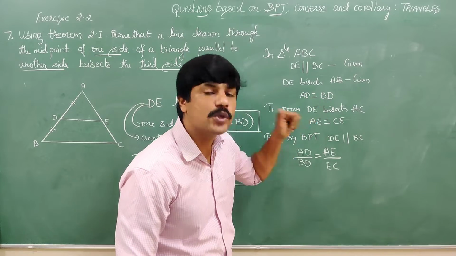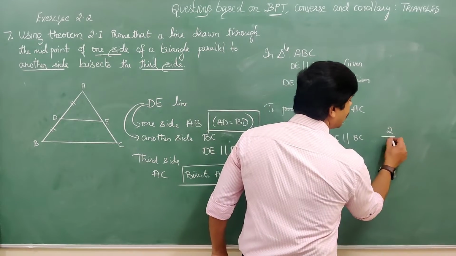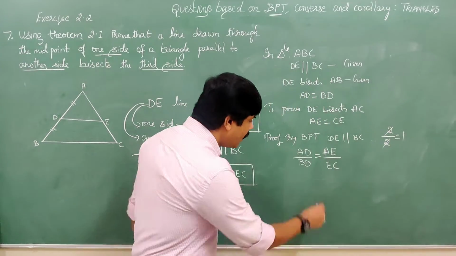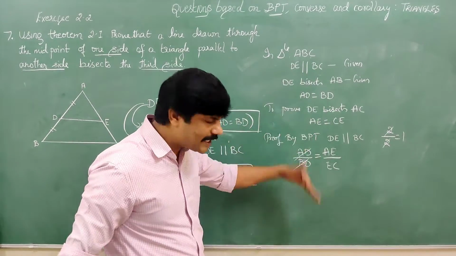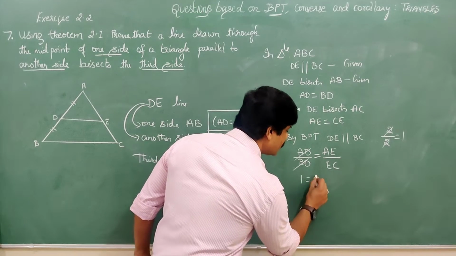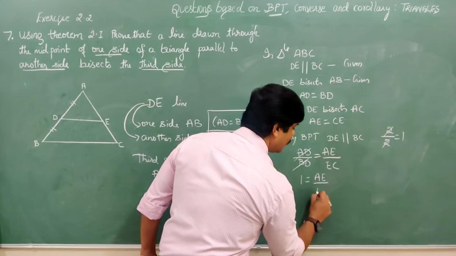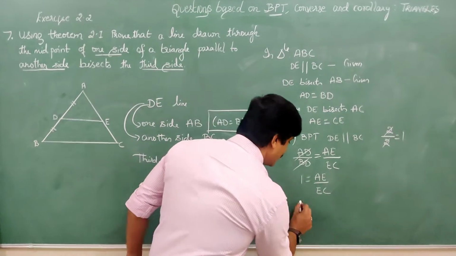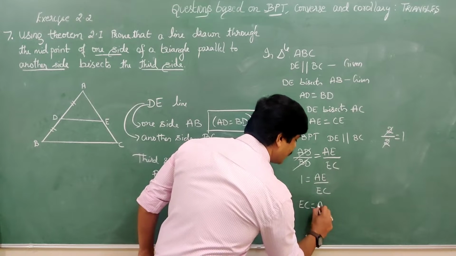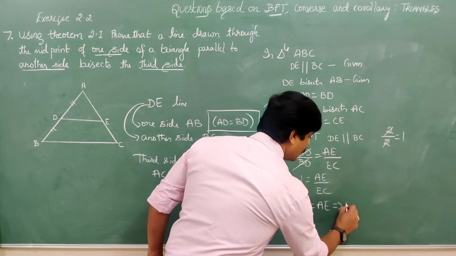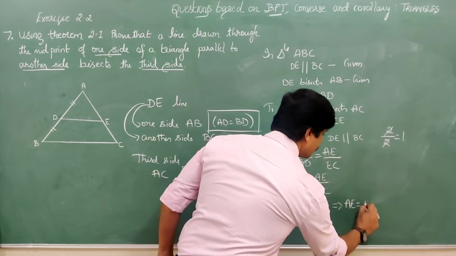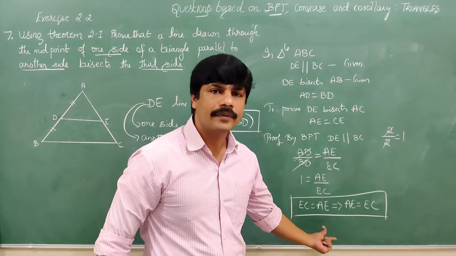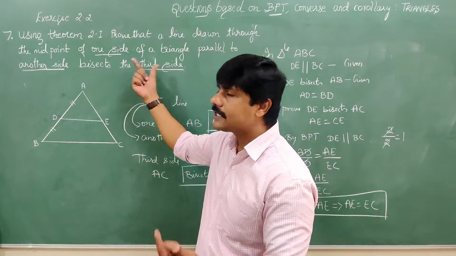AD is equal to BD means what? For example, 2 divided by 2 means what? The 2s get cancelled and the remaining is 1. So AD and BD are equal, so they get cancelled. What is remaining? 1 is equal to AE by EC. Transfer EC to the other side, and thus EC is equal to AE, or AE is equal to EC. What does it mean? It means that we have proved the statement.